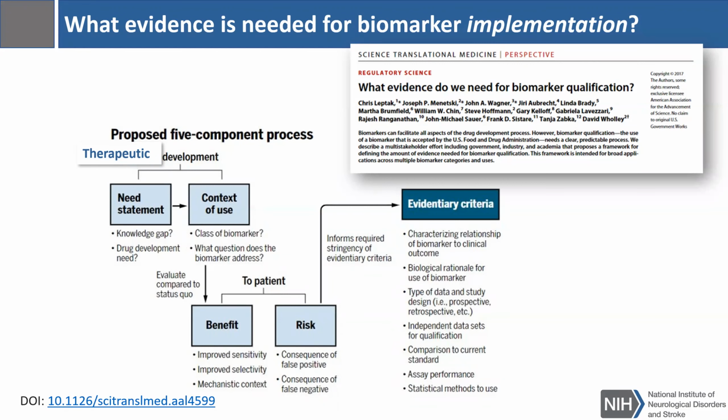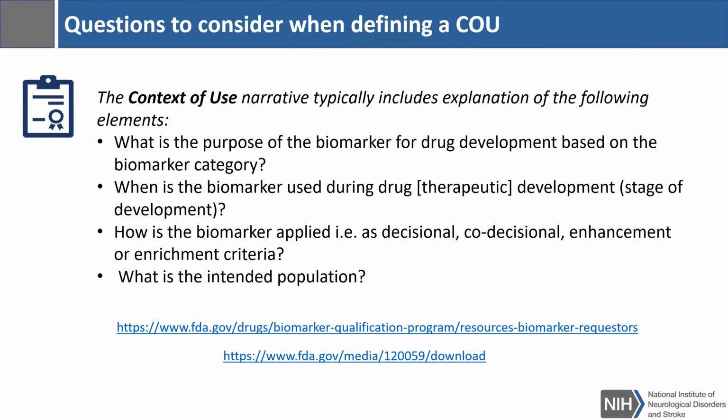But our funding opportunities are really geared around the study design and specifically thinking about the context of use. And so what is the context of use? This is a narrative that typically includes the explanation of several components, both the purpose of how the biomarker is going to be used, when is it going to be used, what stage of development, how is the biomarker applied, and then what is the intended population. And so these elements are critical in thinking about your study design and what questions you're really asking in your research proposal for anything that you're applying to for our translational funding opportunities.